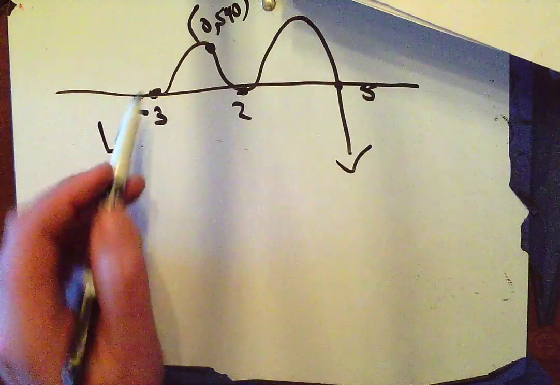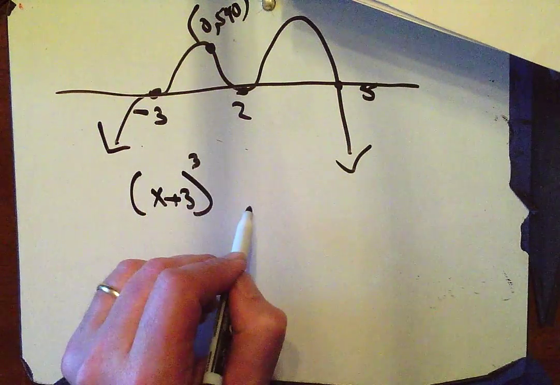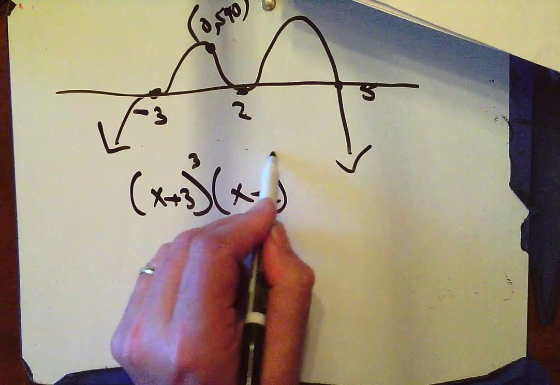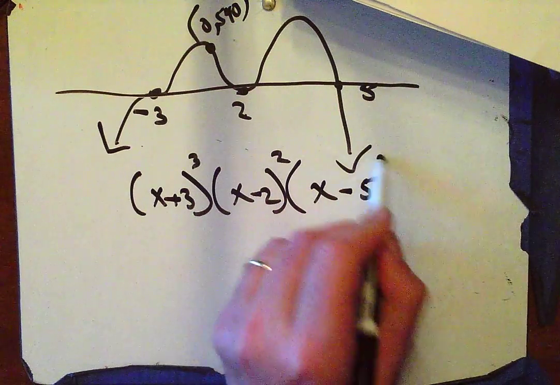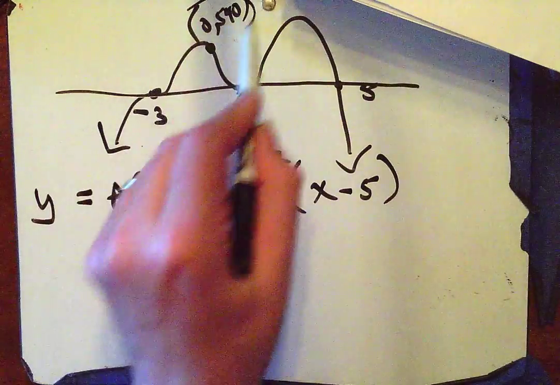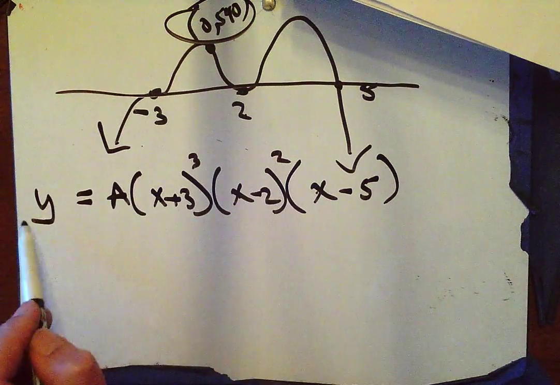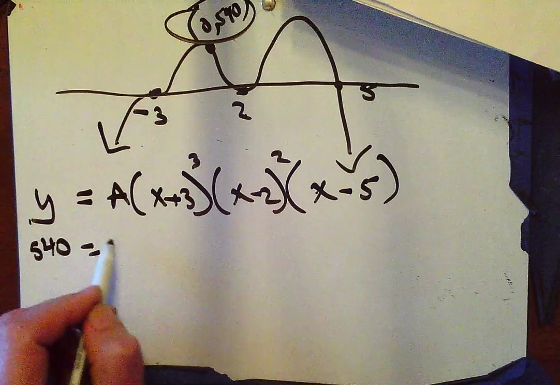Well, because of the wiggle there, I know I've got x plus 3 three times. Because of the bounce there, I have x minus 2 twice. And I just passed through here for x minus 5. Don't forget that a. You still need to plug in that ordered pair for x and y and solve for that a. 540 equals a.